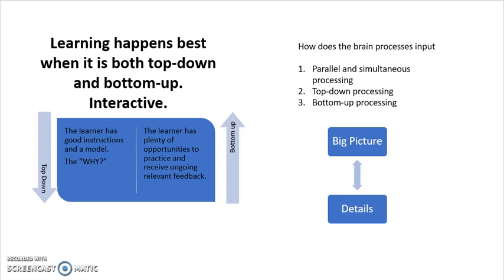The learner needs good verbal instructions and a visual model. This provides context, or the why. The learner also needs plenty of opportunities to practice and receive ongoing, relevant feedback. This provides the how.